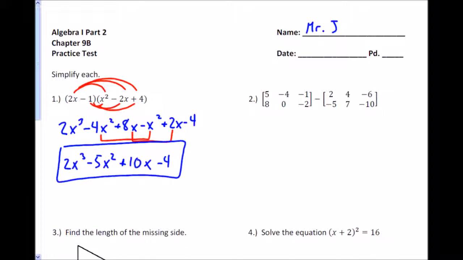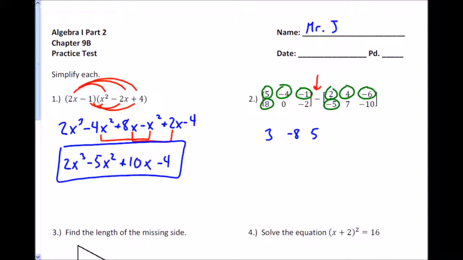And number 2, it's been a while since we've done one of these, but when we're adding or subtracting matrices, remember we just take the corresponding pieces and subtract them. So this time I'm subtracting, so I take the corresponding pieces, the 5 minus the 2, and that gives me a 3. Then the next corresponding pieces, the -4 minus the 4 is a -8. And then the next set, the -1 minus the -6, like plus a positive, that's going to be a positive 5.